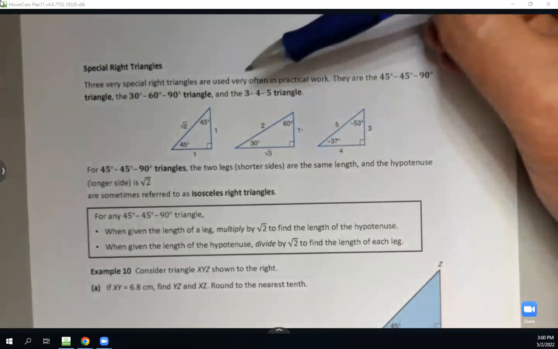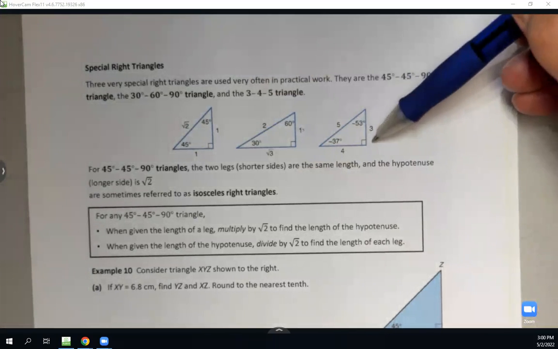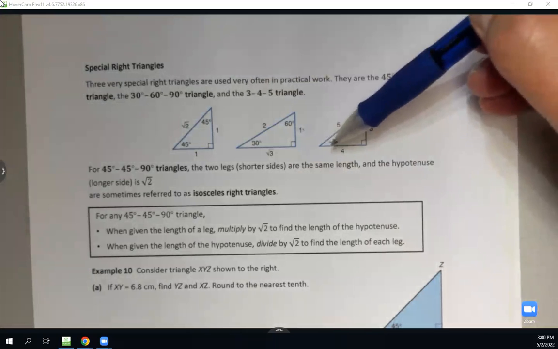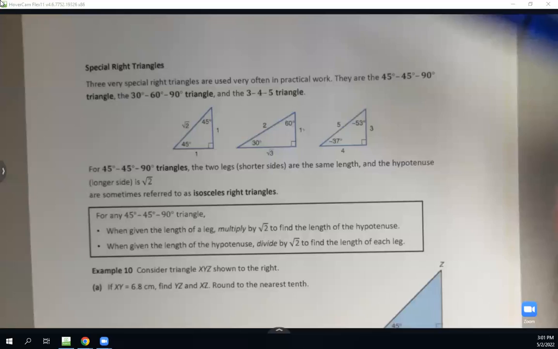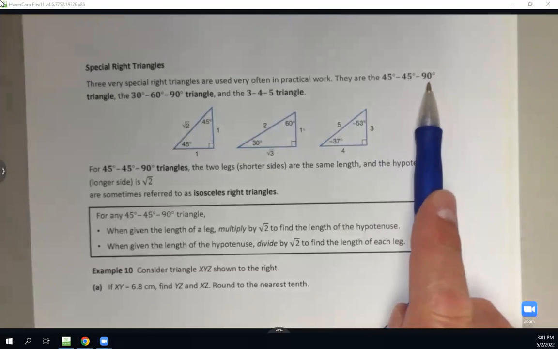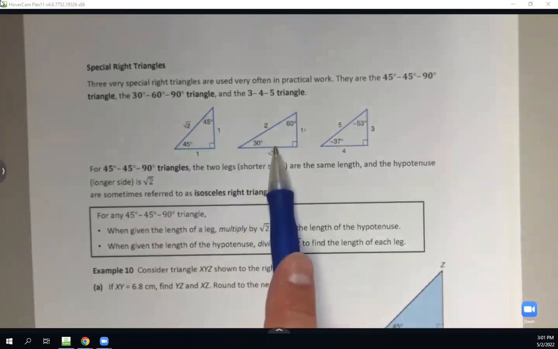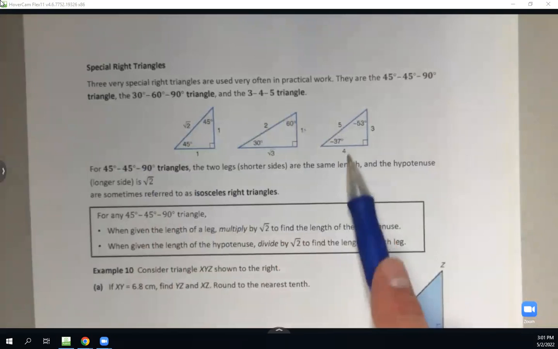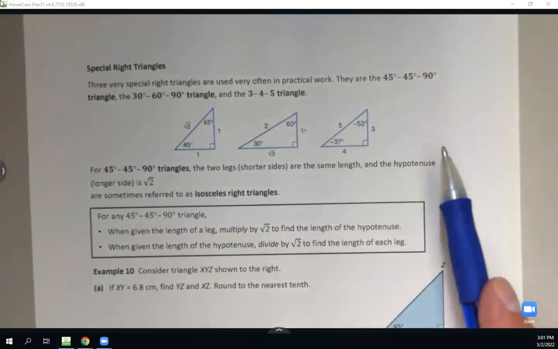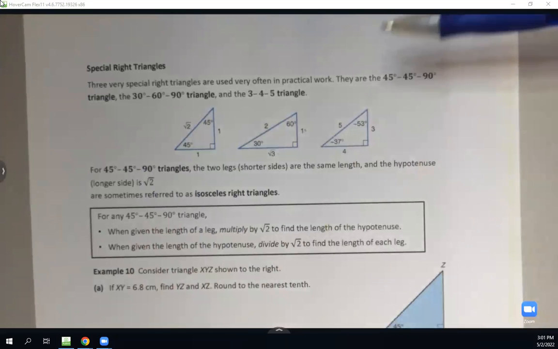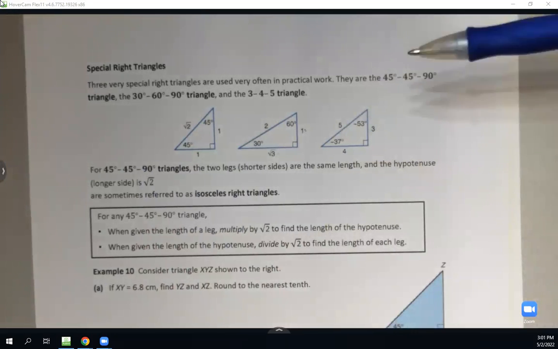And then the last one is the 3, 4, 5 triangle. So in the 3, 4, 5 triangle, like this side is 3, this side is 4, the hypotenuse is 5. So again, notice that the 45 degree, 45 degree, 90 degree triangle was this one. The 30 degree, 60 degree, 90 degree triangle is that one. But the 3, 4, 5 is not the angles. It is the sides, 3, 4, 5. Does that make sense? So if we have a triangle in that ratio, it is a right triangle.